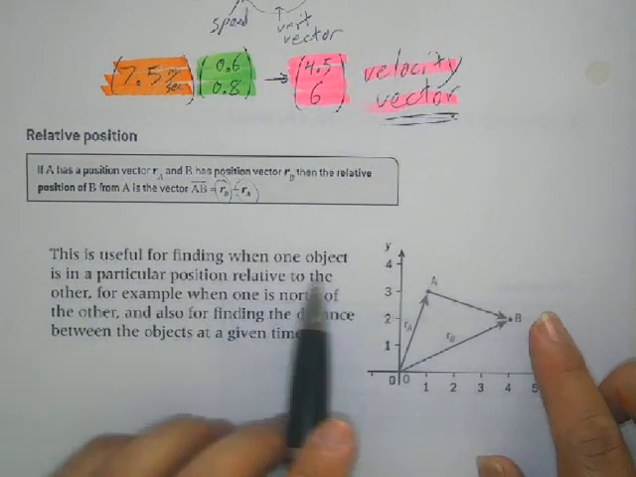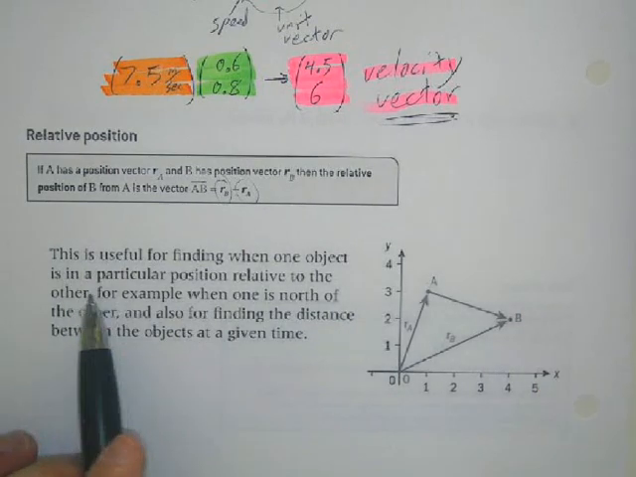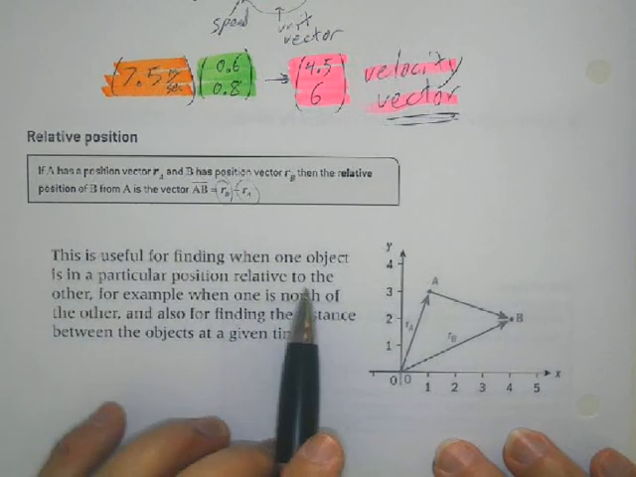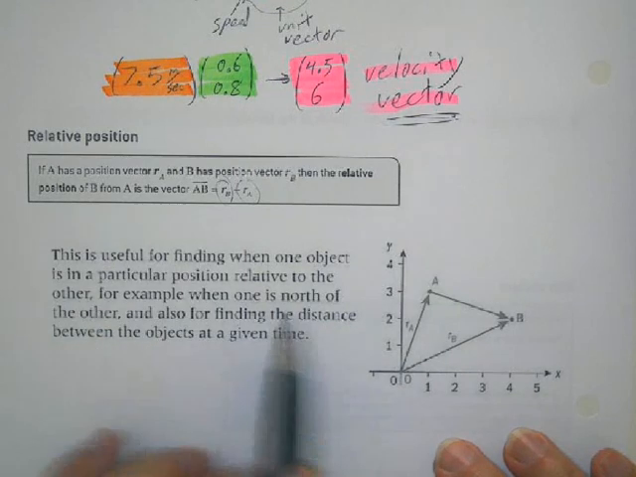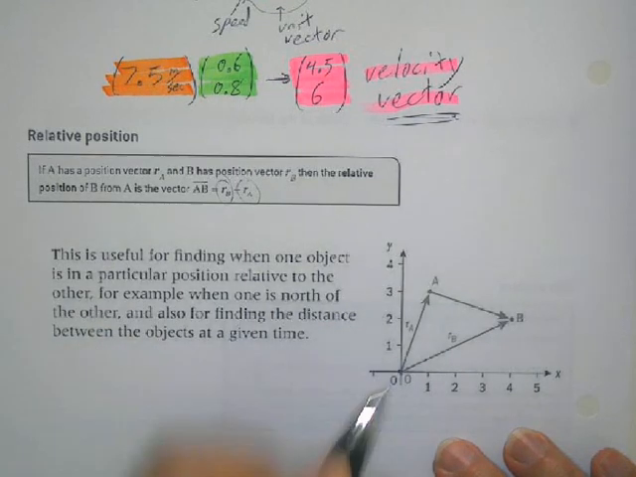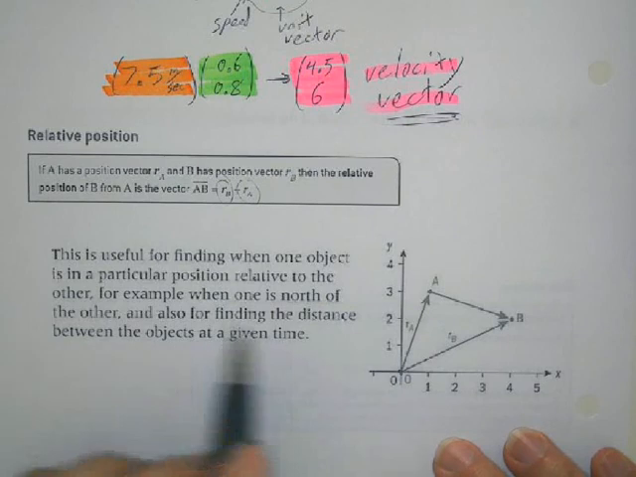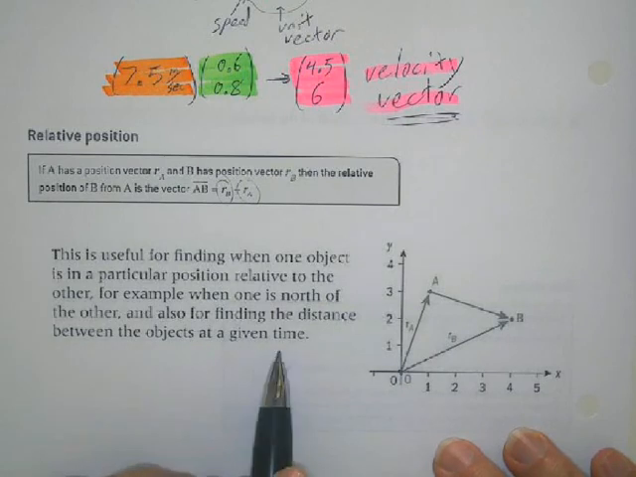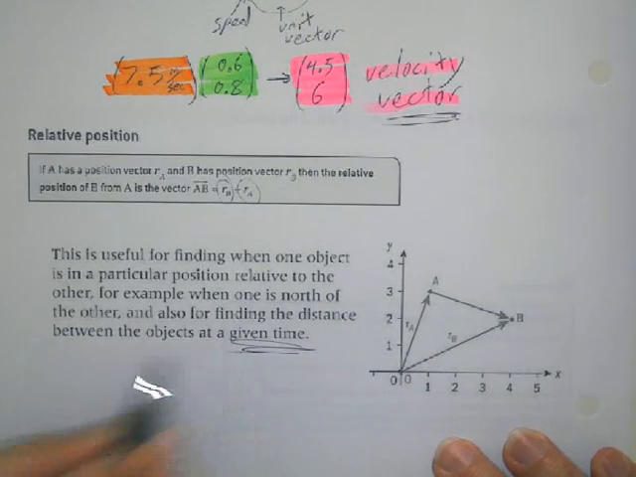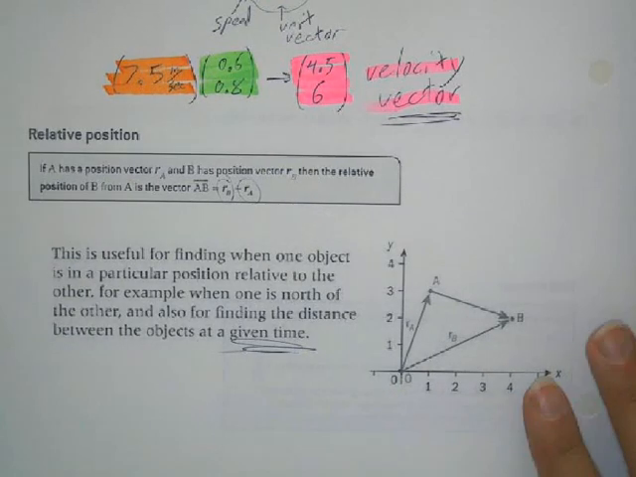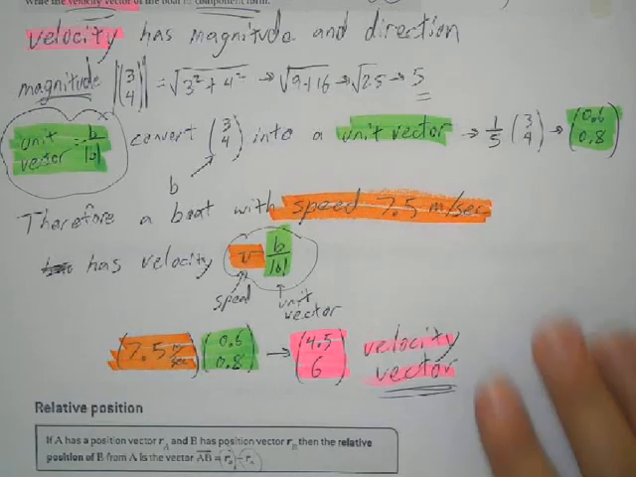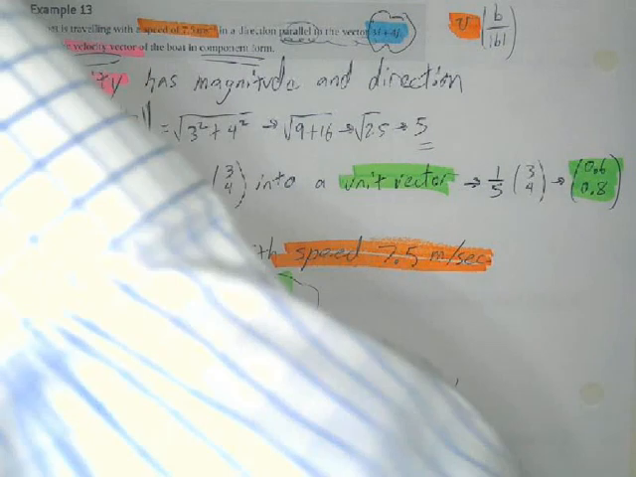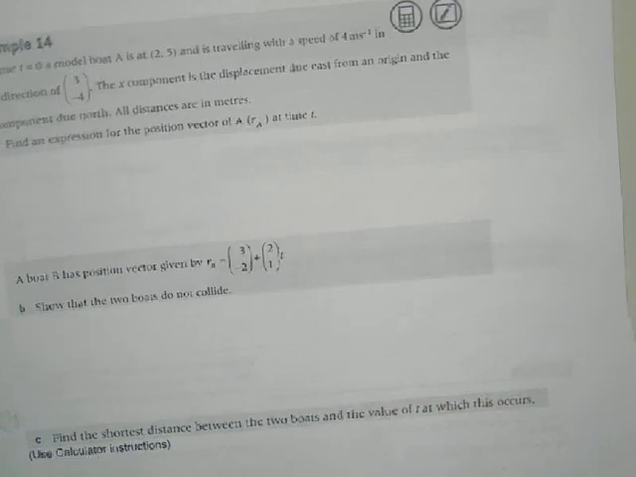So this is useful when you're trying to find the position of a particle relative to the other position, not necessarily to the origin. And also for finding the distance between the objects at a particular time. Okay, so we're going to experience that with example 14. Here we go.